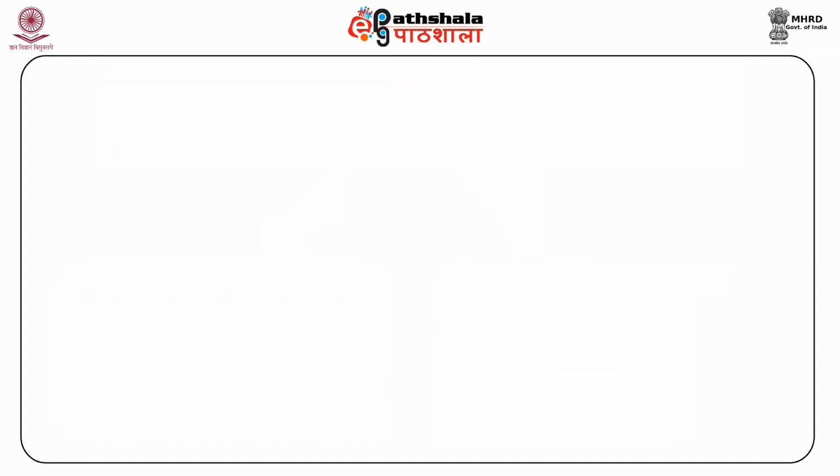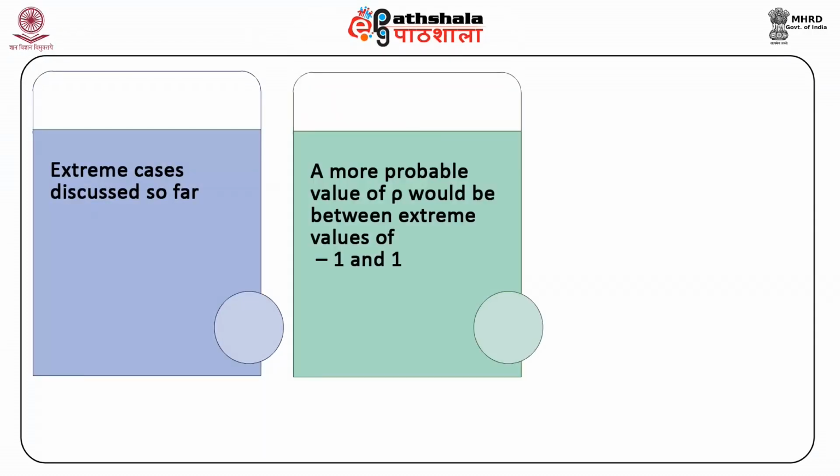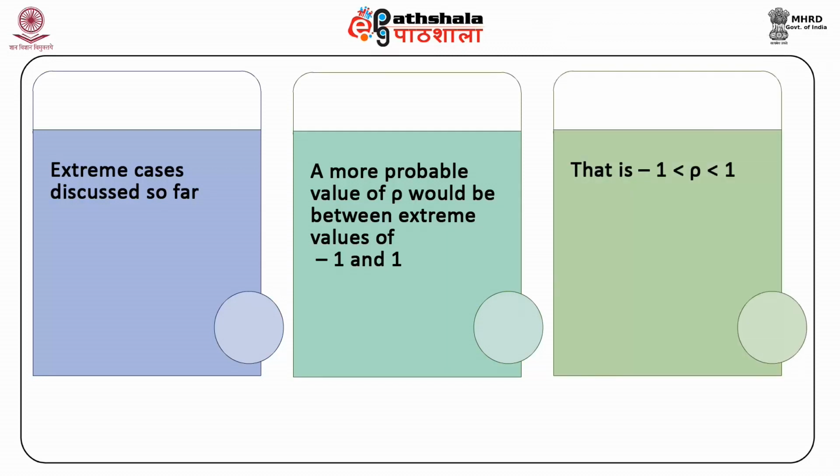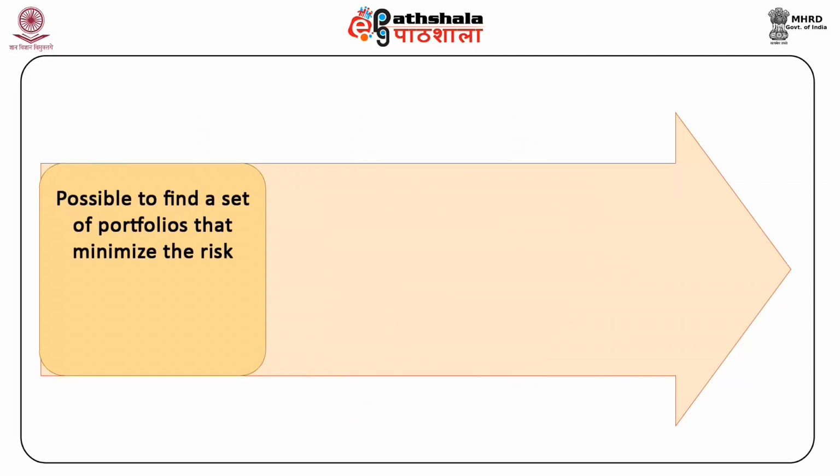The cases discussed so far were extreme cases. A more probable value of ρ would be between the extreme values of -1 and 1. That is, -1 is less than ρ is less than 1. Under these circumstances, it is possible to find a set of portfolios that minimize the risk.